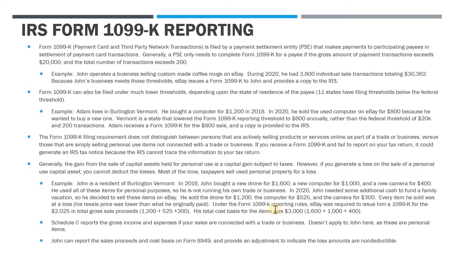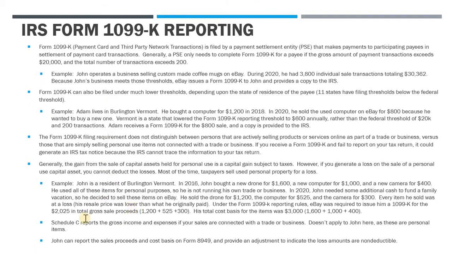So under the 1099-K reporting rules for Vermont, eBay was required to issue him a 1099-K for the $2,025 in gross sale proceeds, the payment card transactions that he received from the sale of those 3 items. So he received $2,025, but his total cost basis for all of this was $3,000, right? That's what he originally paid for it. So he's got a loss here. The loss, again, is personal use, so it's not deductible. But he's still thinking, well, I got a 1099-K. How do I report this?